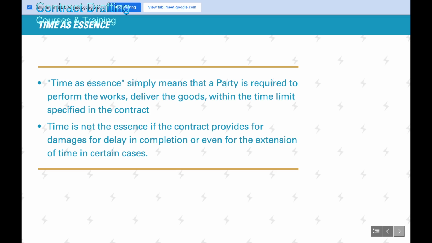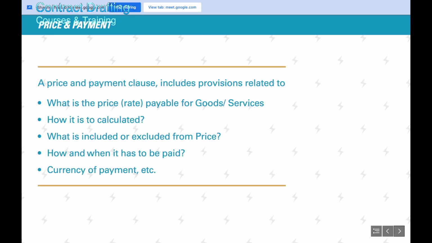The price and payment term is also a very important clause which is extensively discussed. What will be the amount that will be paid for the goods or service or the works, how it will be calculated, when it will be paid, what will be included or excluded from the price, what will be the method of payment, what will be the currency of payment.